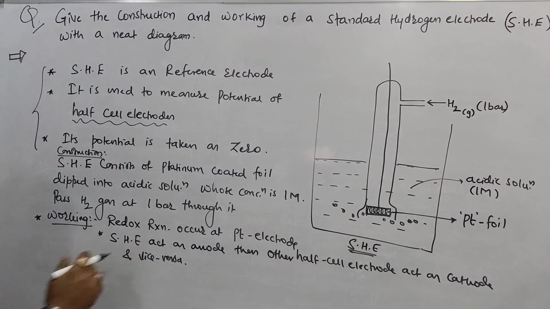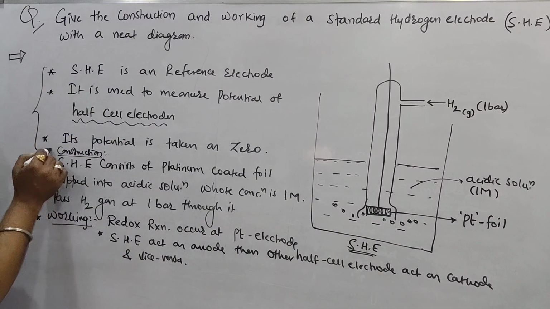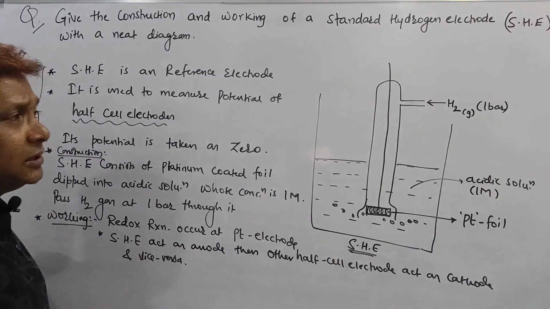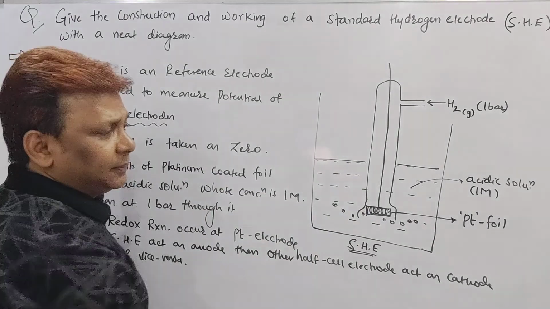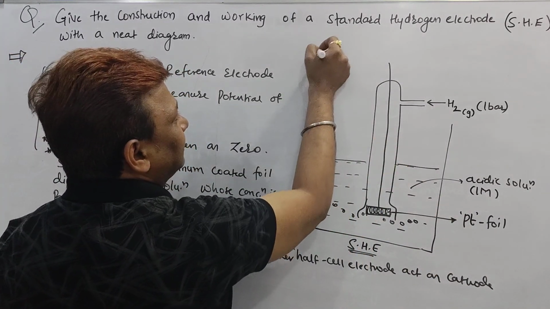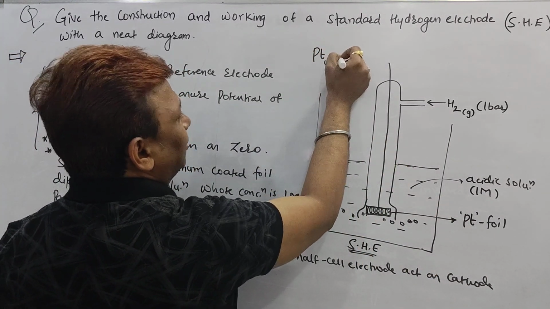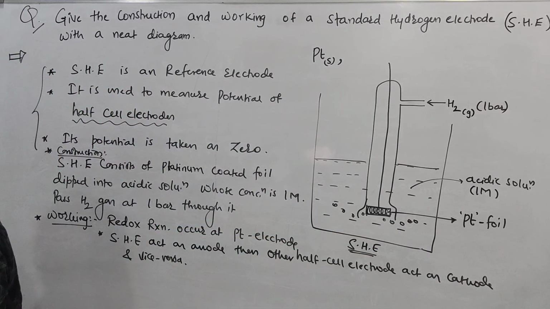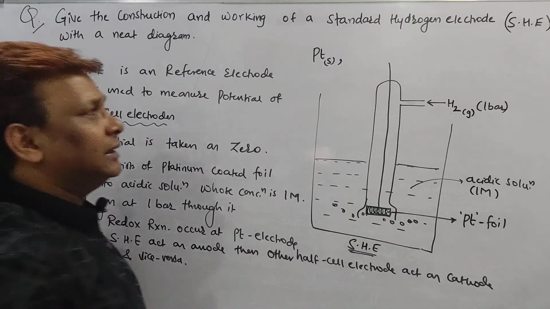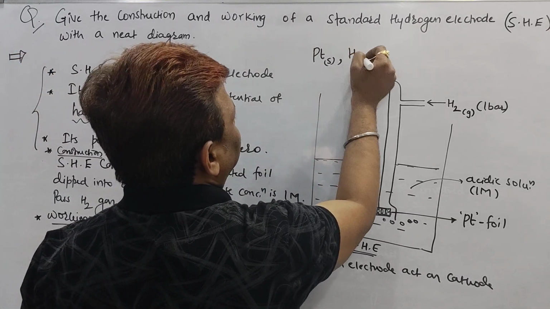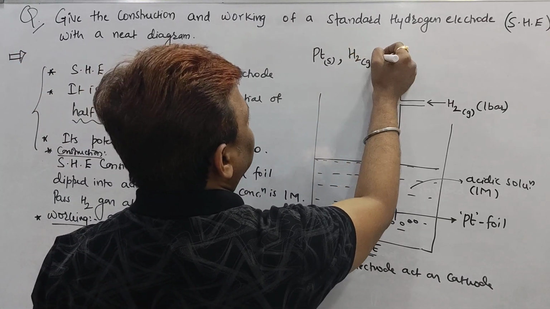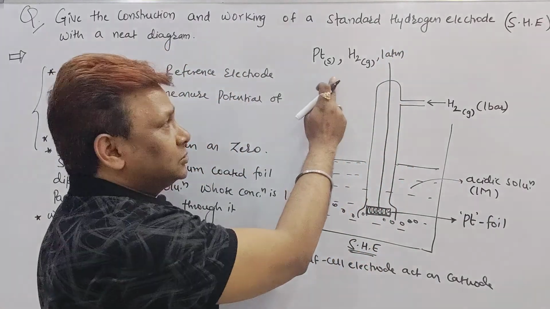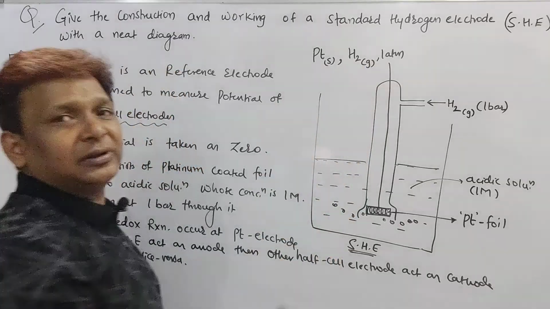But how to represent this one? See, first the 3 points, then construction, then working, then how to represent this, beta? Representation I will write here. See, platinum foil means Pt, it is in solid form, because we should mention the physical state. Pt is in solid form. Then hydrogen in the form of gas passes through it, at 1 atmospheric pressure. Platinum foil solid, H2 gas, 1 atmospheric pressure.